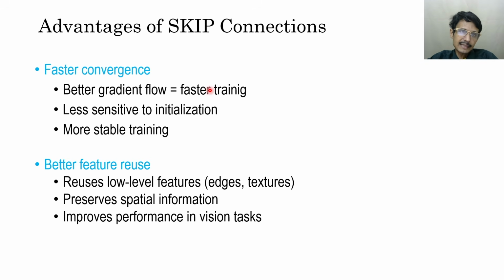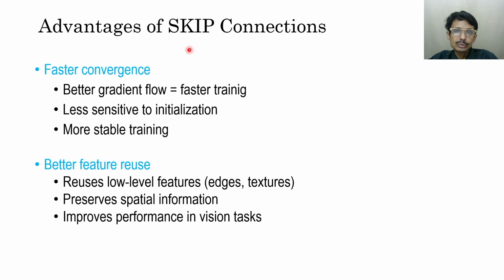So we can see there are several advantages of skip connection. First of all, the faster convergence. As we have seen in case of ResNet, we are modeling the function F(x), that is basically H(x) minus x. So H(x) is the complete function, but here we are not modeling the entire thing, we only model the residual, the difference between H(x) and x.